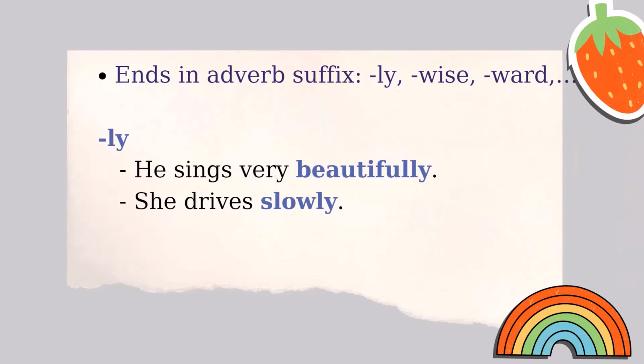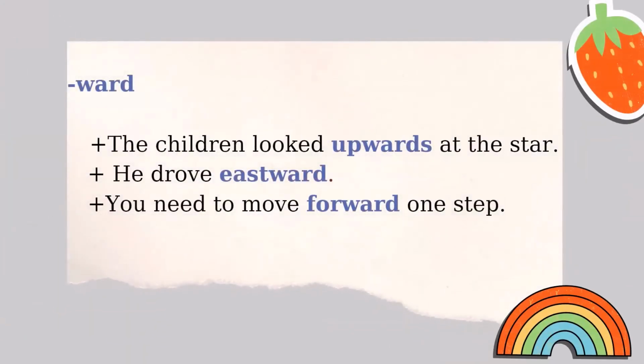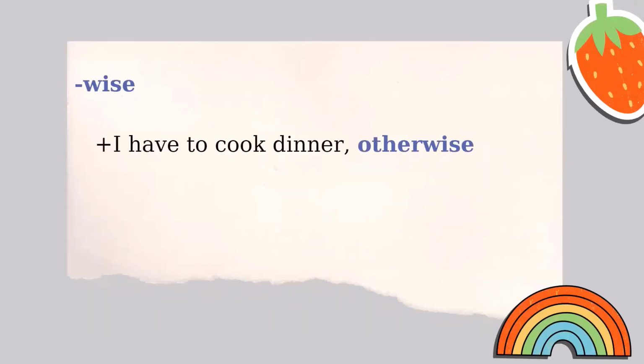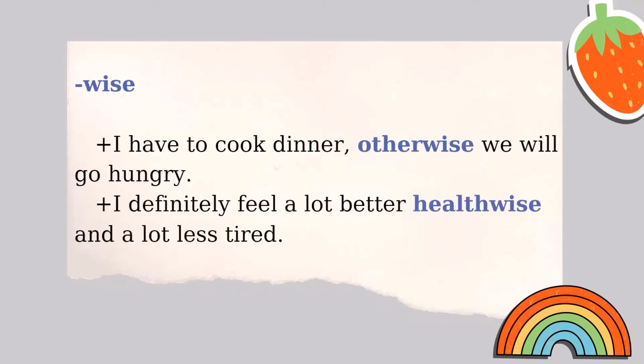With the suffix -ly, we have examples such as: he sings very beautifully, she drives slowly. With the suffix -ward, we have examples such as: the children look upward at the star, you need to move forward one step. With the suffix -wise, we have examples such as: I have to cook dinner, otherwise we will go hungry. I definitely feel a lot better health-wise and a lot less tired.